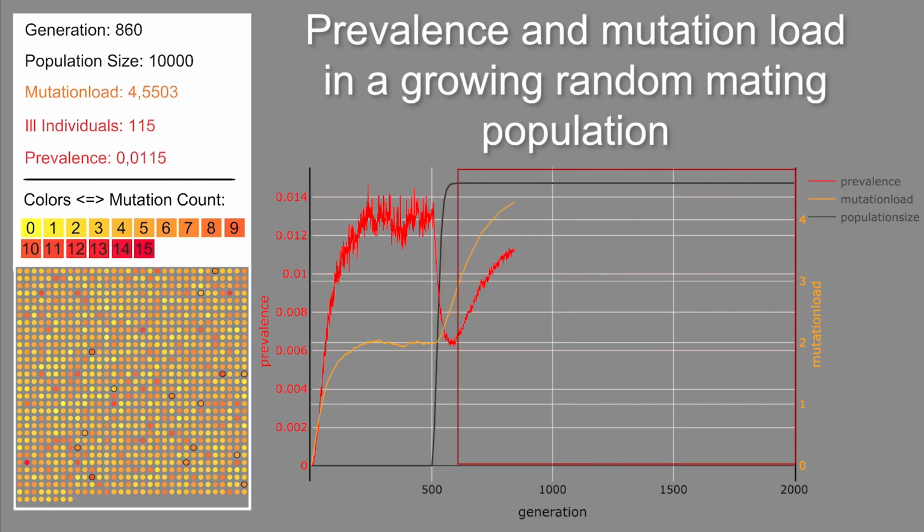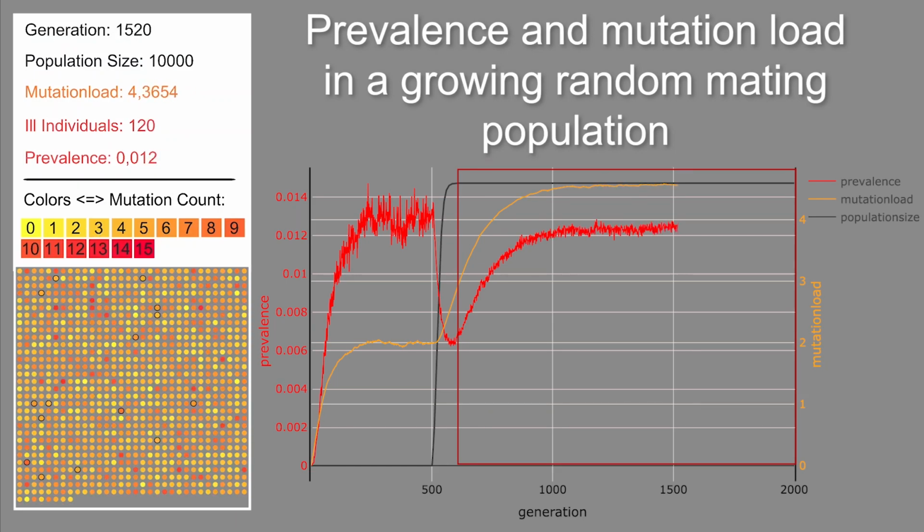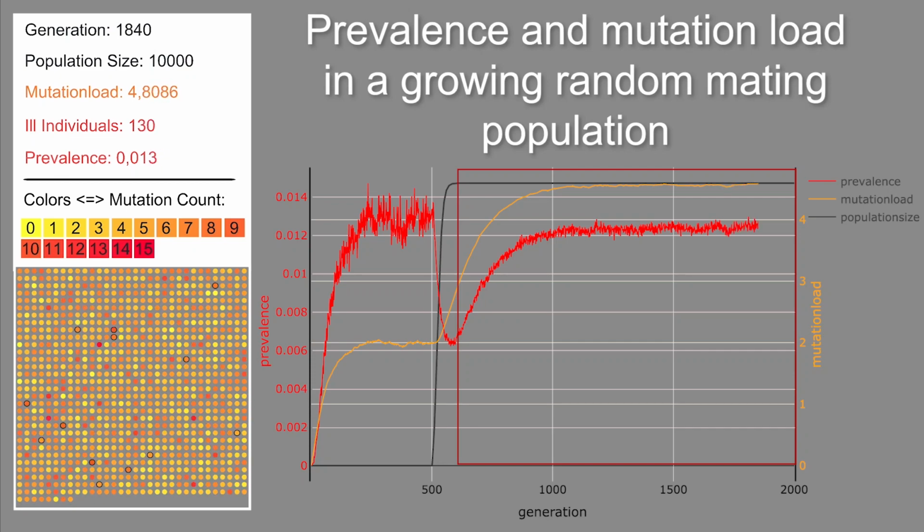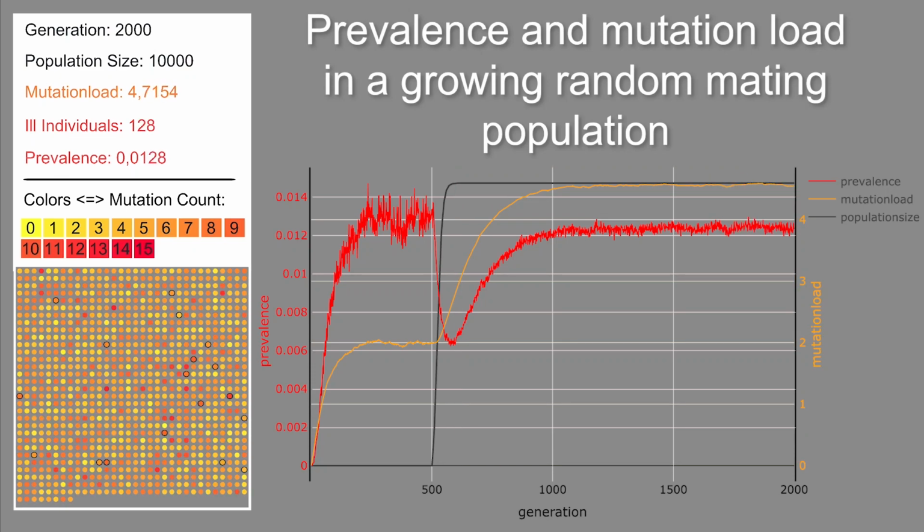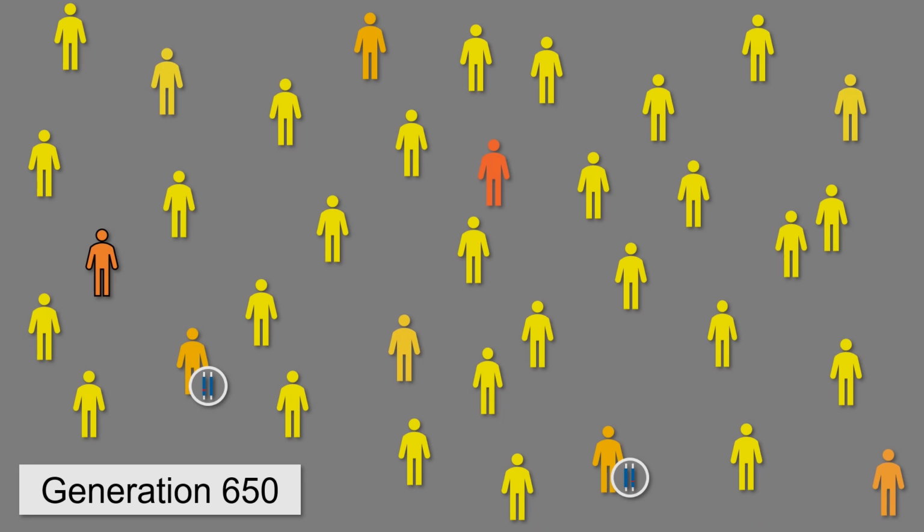As the mutation load increases further and further, the prevalence eventually starts to grow again and approaches a level that is similar to the one before the population growth. At the same time, the mutation load also stabilizes, but on a much higher level than before. How can these observations be explained? Let's go back to the illustration.